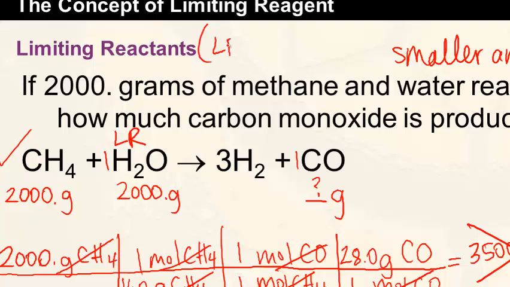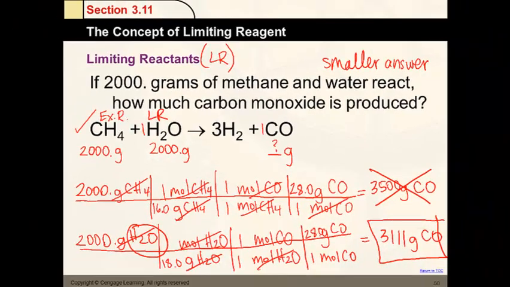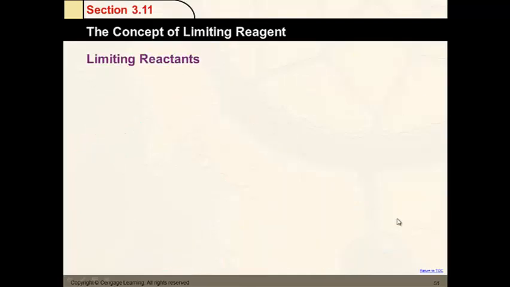That's what I'm using for this symbol here. And methane is the excess reactant. I'm using that for excess. And so this calculation just shows us which one was limiting. There's other ways to calculate. This is just one method. Here's another example.